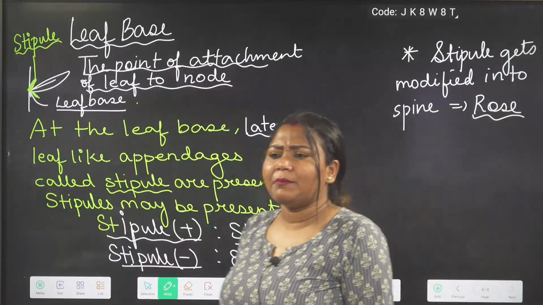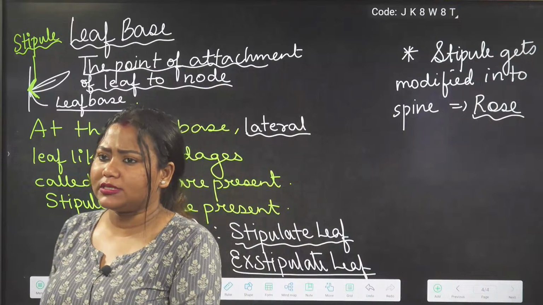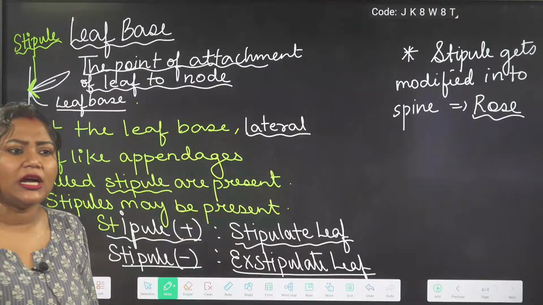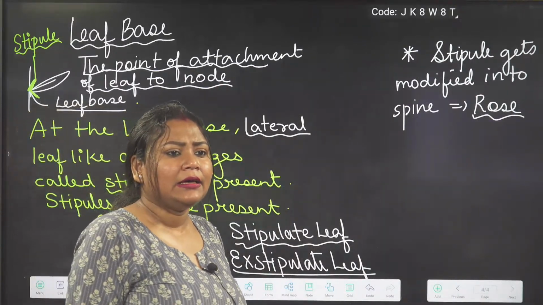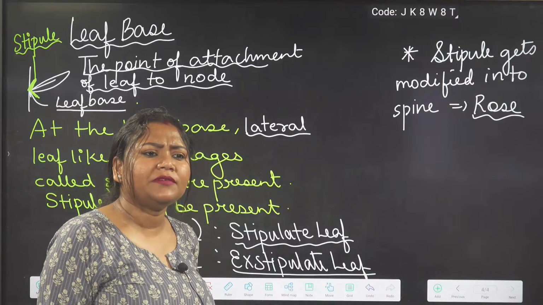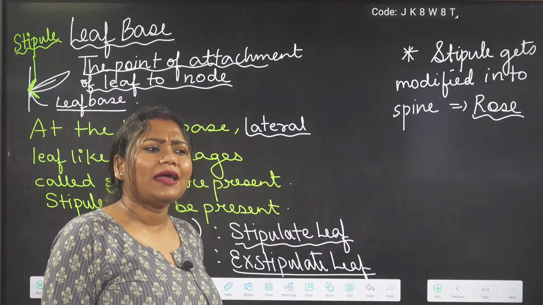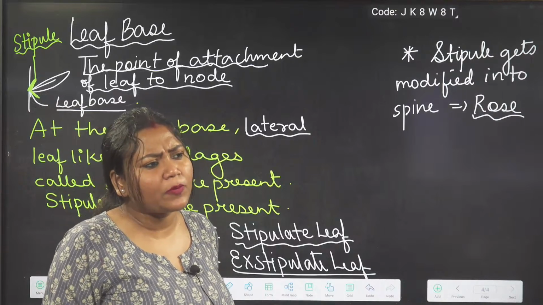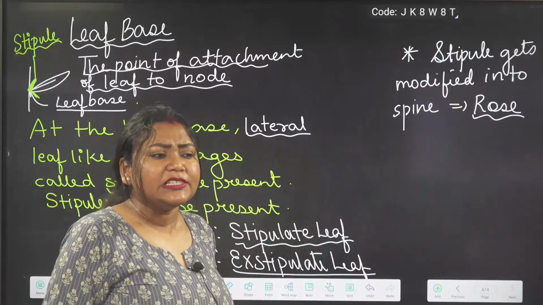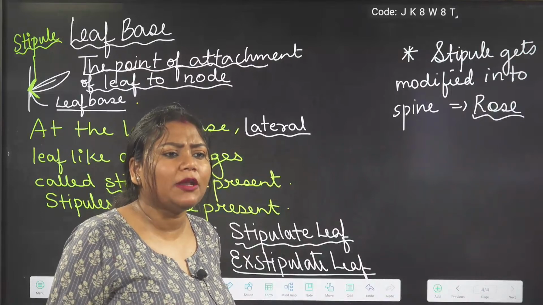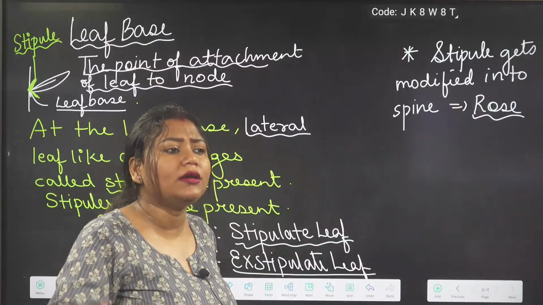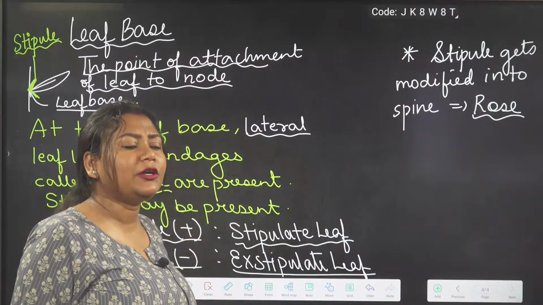Potato, brinjal, tomato, onion, okay, they do not have stipule. Ma'am, if stipules are absent, how can a leaf arise? Leaf is arising from the node, beta. Stipules may be present or may not be present. Stipule has got nothing to do with the arisement of leaf.